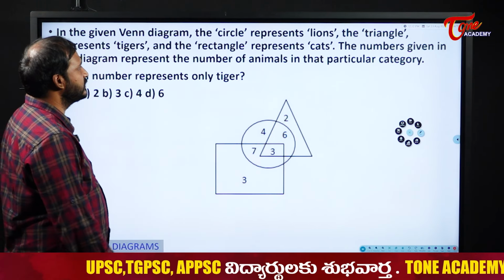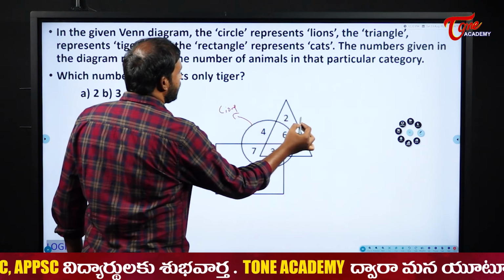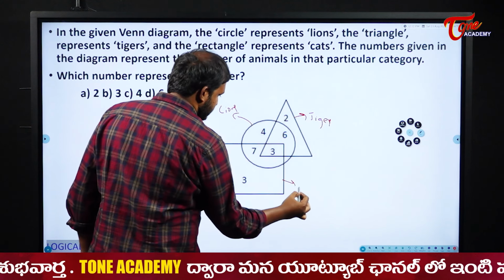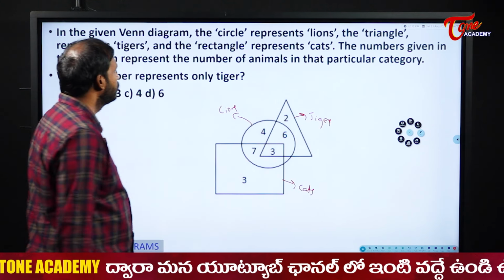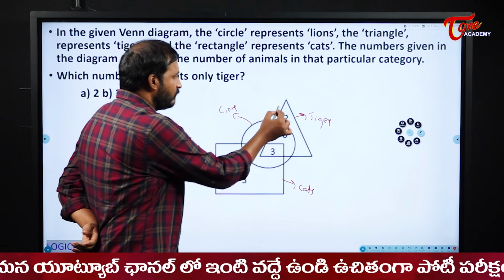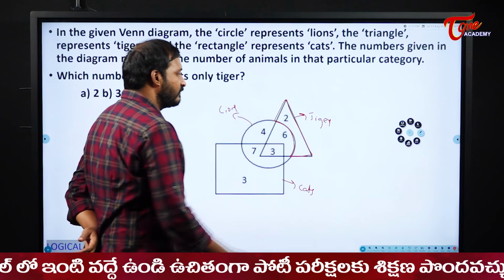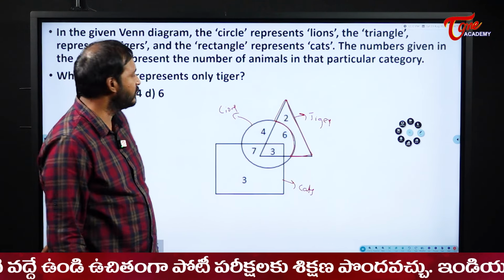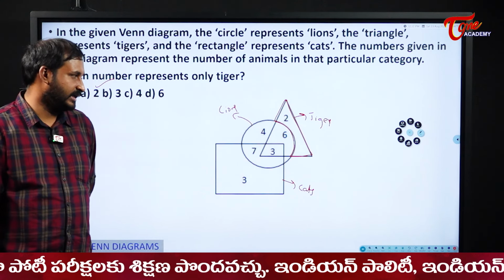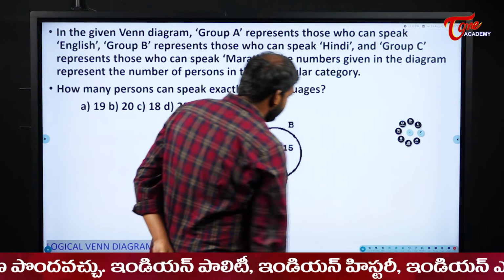Now, a similar question. Circle represents lions. Triangle represents tigers. Rectangle represents cats. Now, which number represents only tigers? Only tigers, so we already know it is tiger without intersection with anything else. What is it? Only tiger is 2 here. So 2 represents only tigers for us. Next, see the next one.